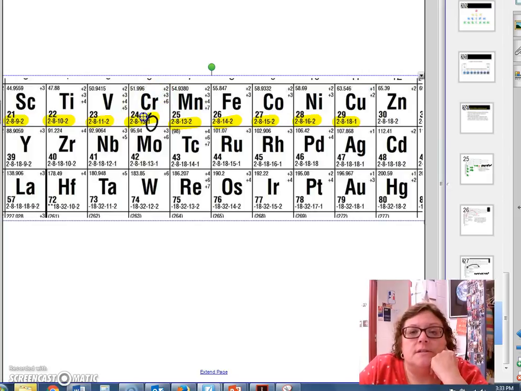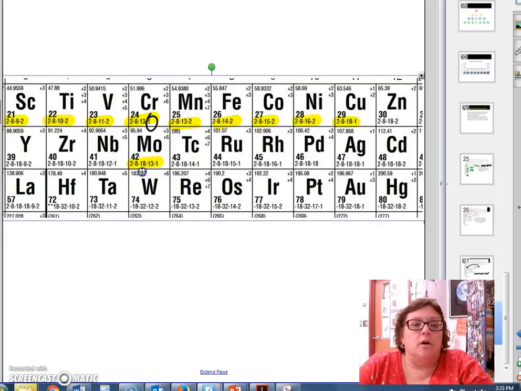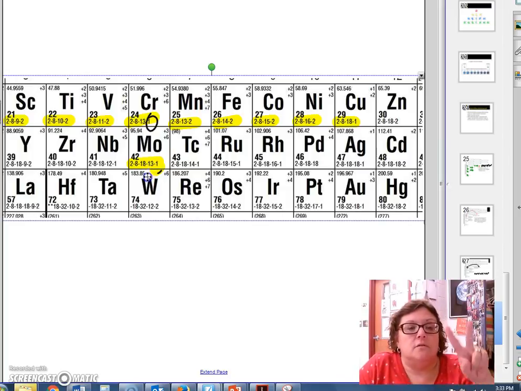So if chromium does this and copper does this, does it make sense that some of the other ones would too? And yeah, molybdenum does. Molybdenum also follows that rule. This would be 5s1, 4d5. The s1 is right here, 5s1, and 4d we've got 4s2 plus 4p6, that's 8, plus 5 more electrons, 9, 10, 11, 12, 13.